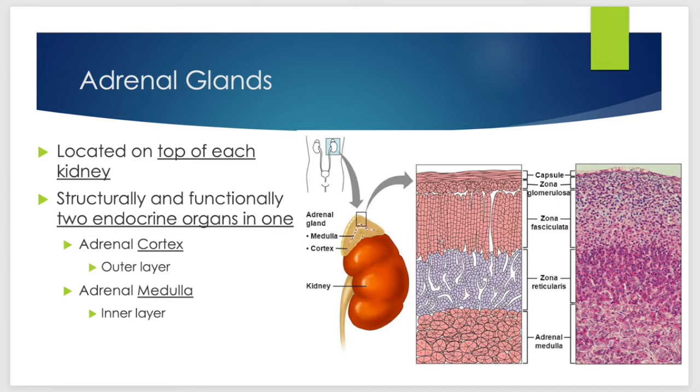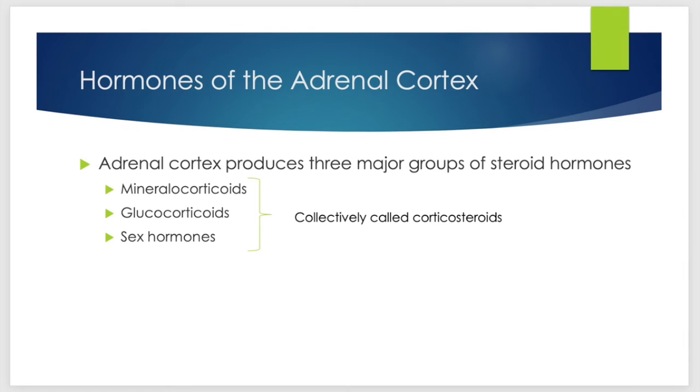Structurally and functionally, your adrenal glands act like two endocrine organs just in one. You have the adrenal cortex and the adrenal medulla. The adrenal cortex is the outer layer, and the adrenal medulla is the inner layer of the adrenal gland. We'll start with the adrenal cortex first.